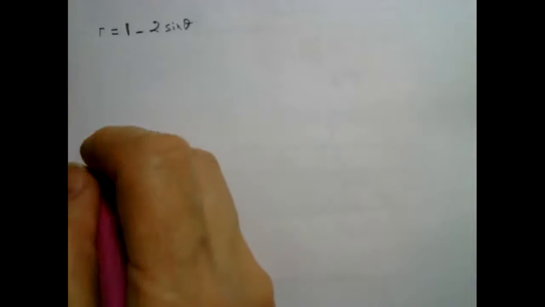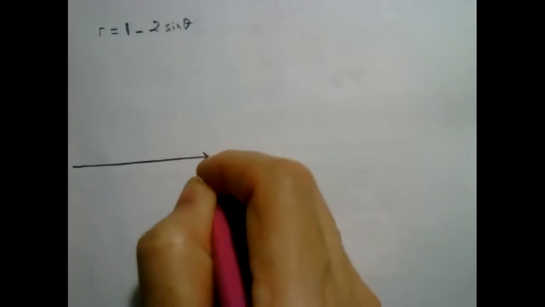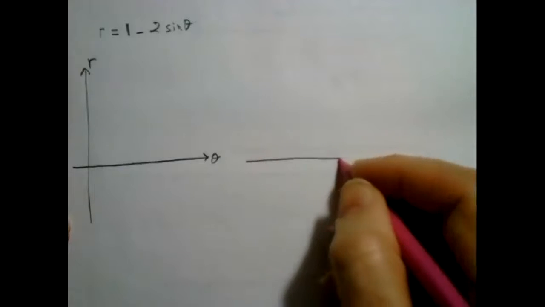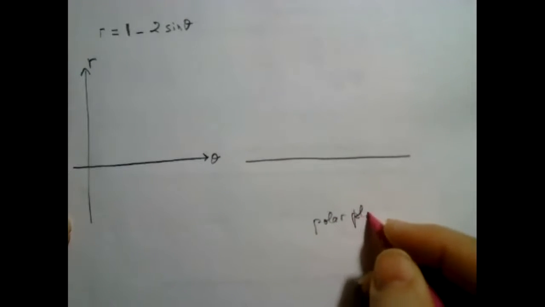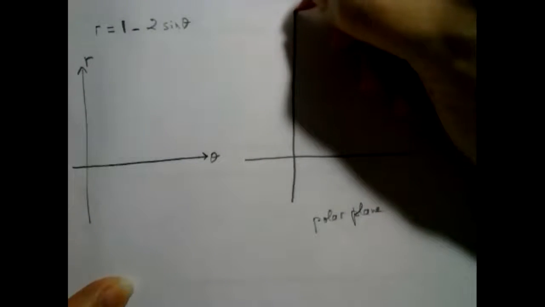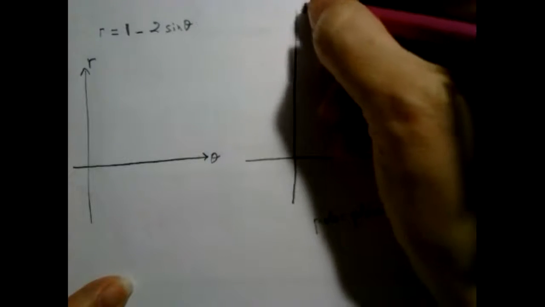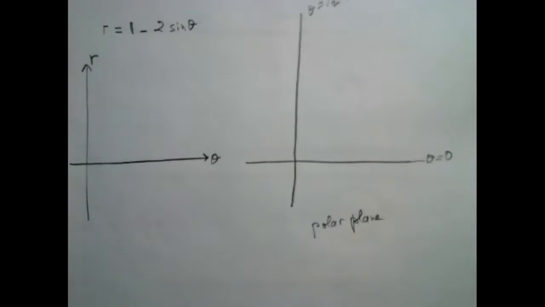So the idea here is, again, I'm going to have two graphs. The first is how is theta changing with r? So that's theta. These are the theta values, and these are the r values. And here I translate. So I think of this as my polar plane. And I want to translate verbatim. Okay, so for me, this is theta equals 0. And for me, this is theta equal pi over 2. All right. The first step is to graph this.